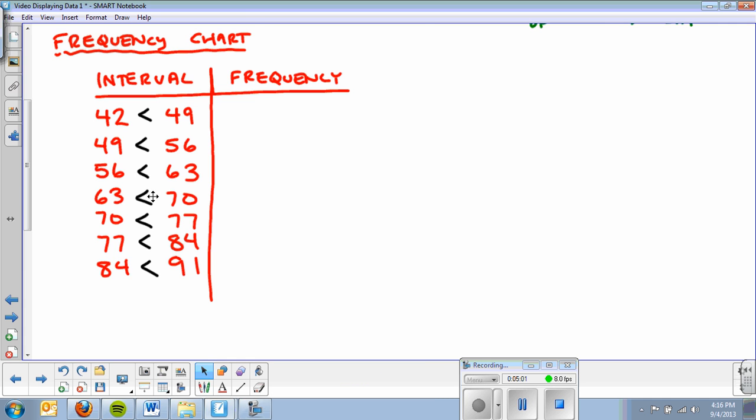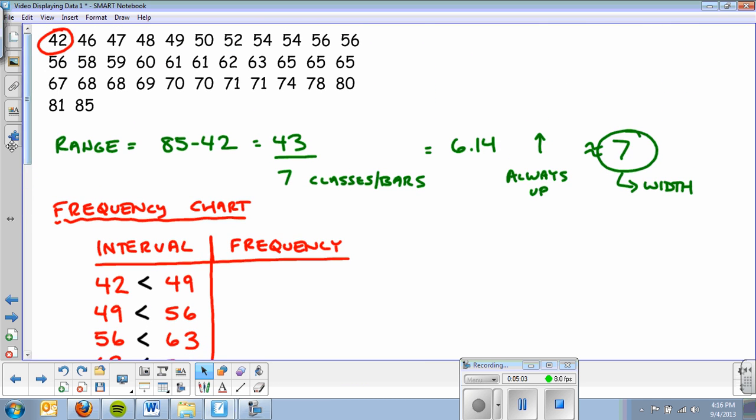Now I'm just going to go up and I'm going to count the frequency of each interval. So, again, this is very nice that my numbers are in order. So, 42 to 49. 1, 2, 3, 4, 5. There are 5 numbers.